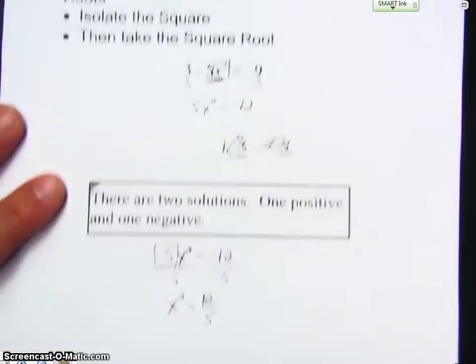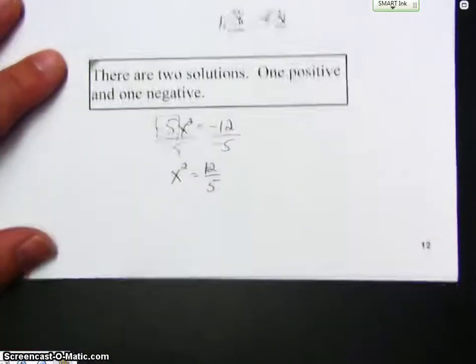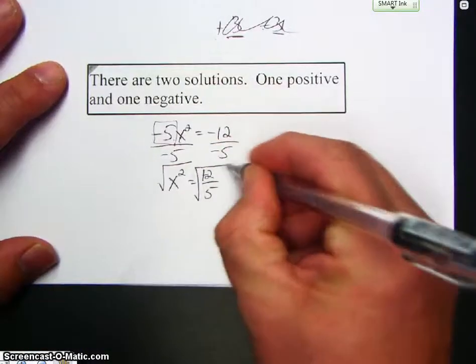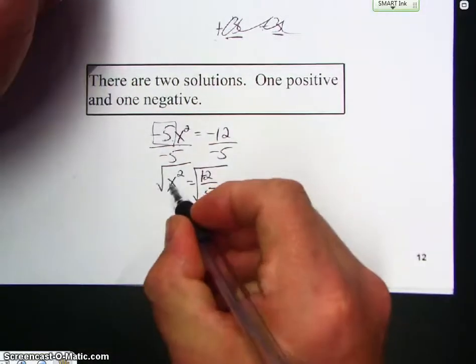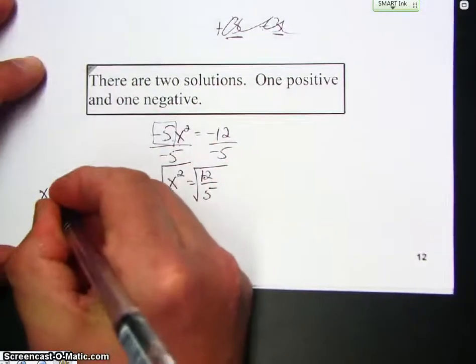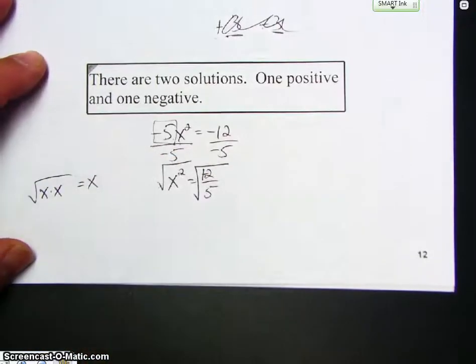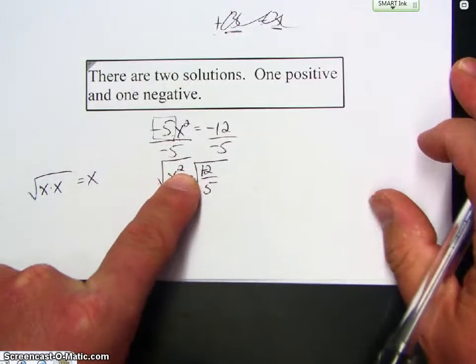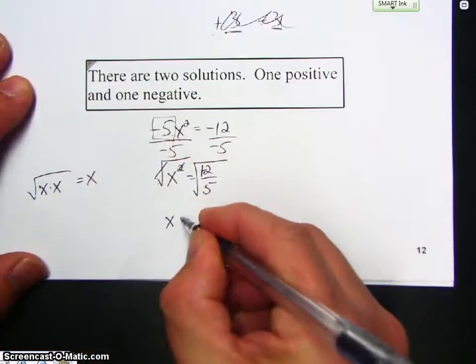All right, now, after I isolate the square, then I take the square root. So I will take the square root of both sides. The square root of x squared, that's the same thing as saying the square root of x times x. Well, that gives me x. The square root and the square are inverses of each other. In other words, they cancel each other out, so you're just left with x.